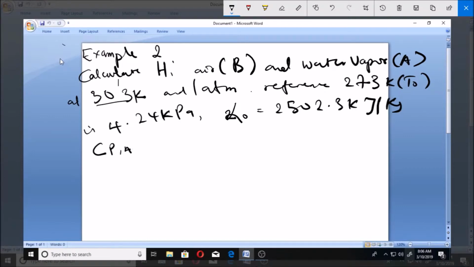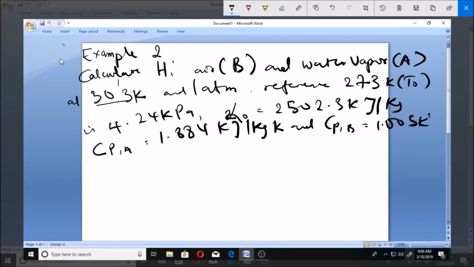Cp for A, 1.884 kilojoule per kg Kelvin, and Cp for B, 1.005 kilojoule per kg Kelvin. So how do we go about solving this problem? So we can say solution.